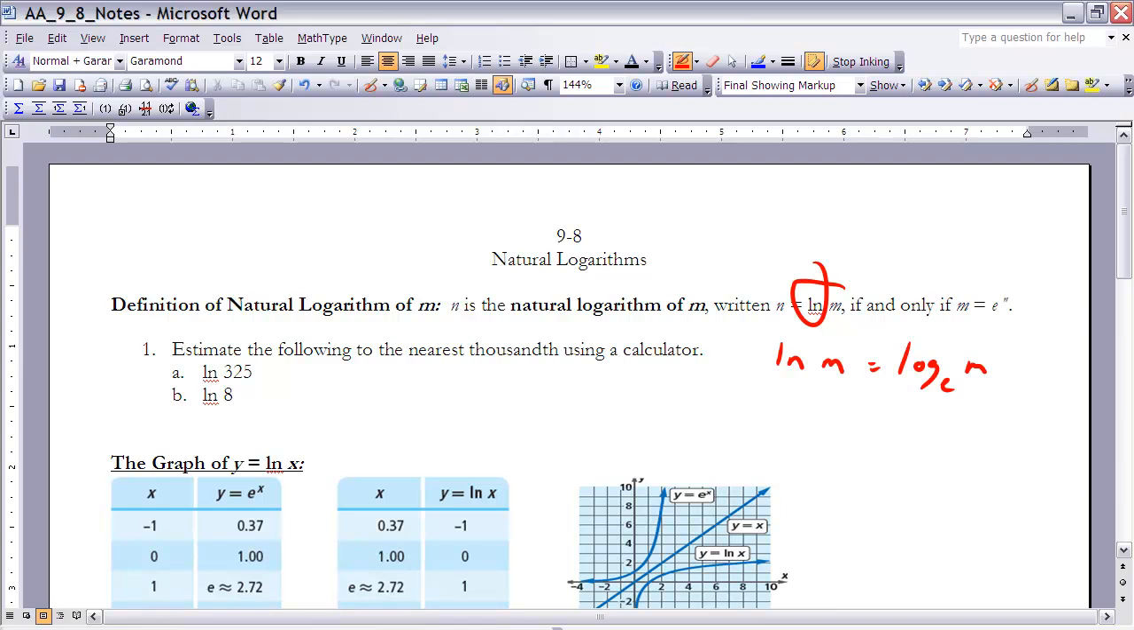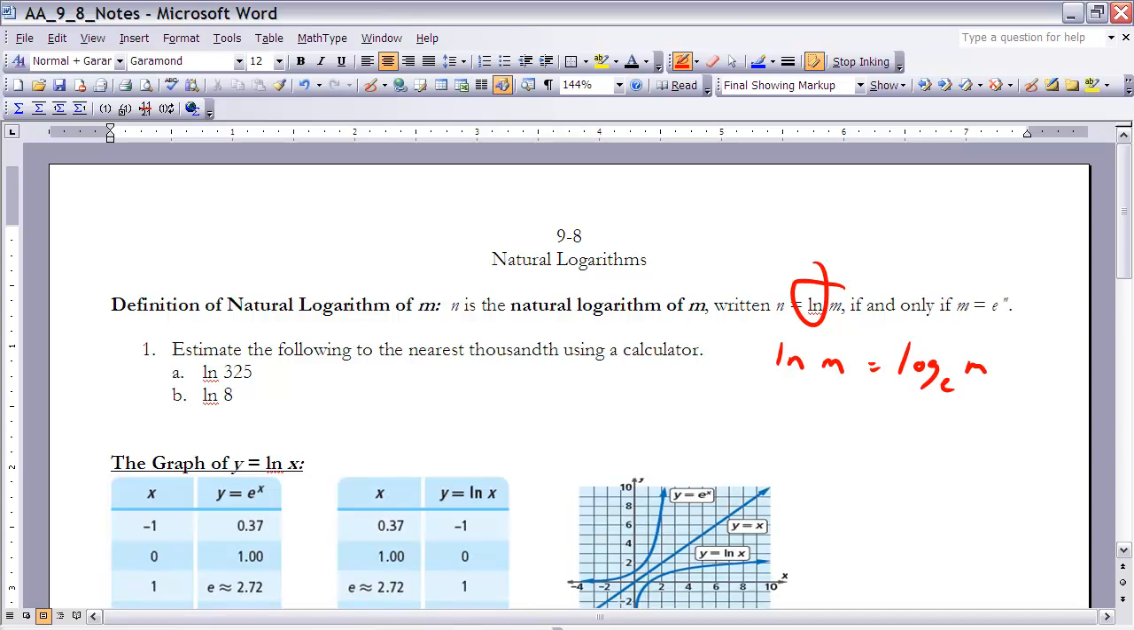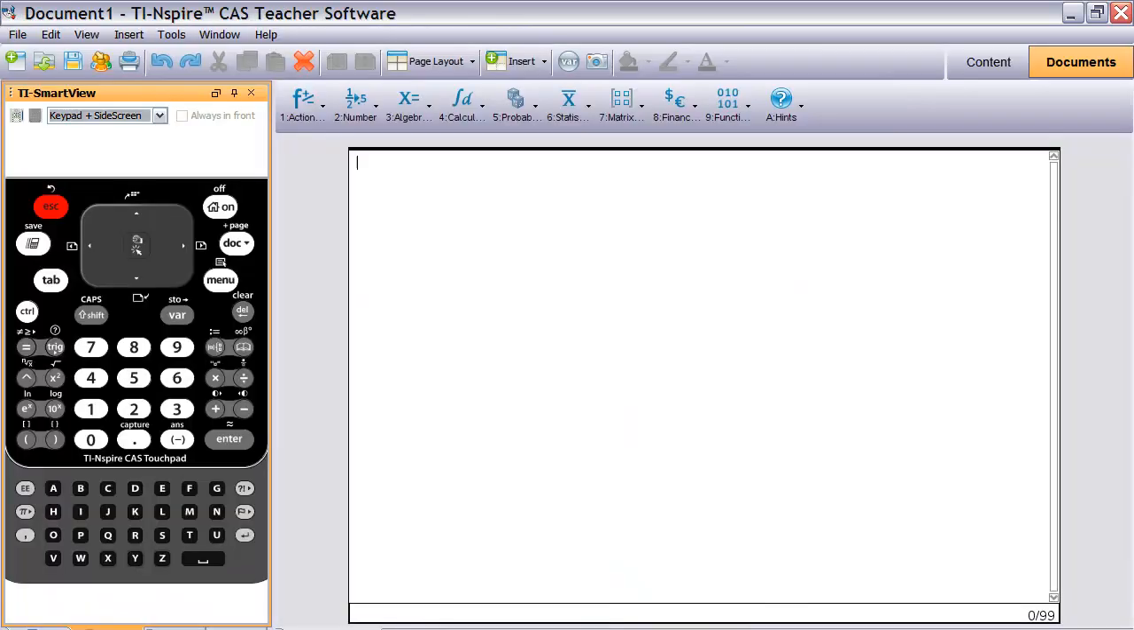So let's take a look at example 1 here. It says estimate the following to the nearest thousandth using a calculator. So really the key to this is being able to use our calculator to find the natural log. And there's a natural log key on our calculator.